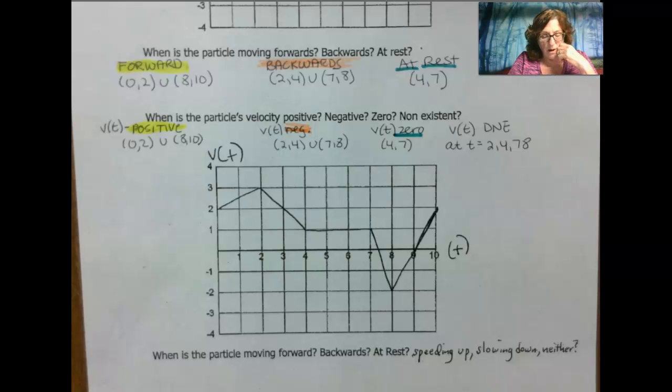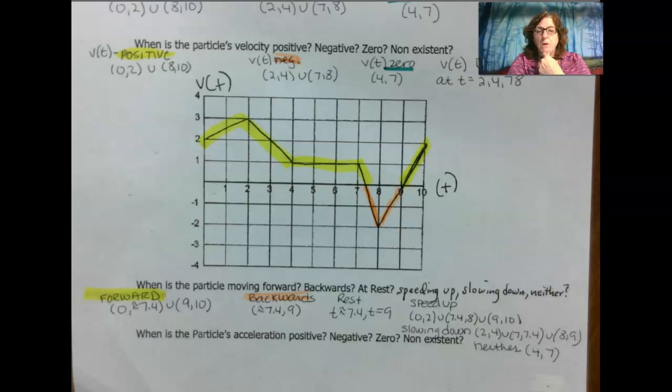And what about when is it at rest? We're going to be looking for where v of t is equal to 0. So where does it cross the x-axis? And then we already talked a little bit before about speeding up or slowing down. So see if you can figure out the answers for those. Okay, so let's see how you made out.